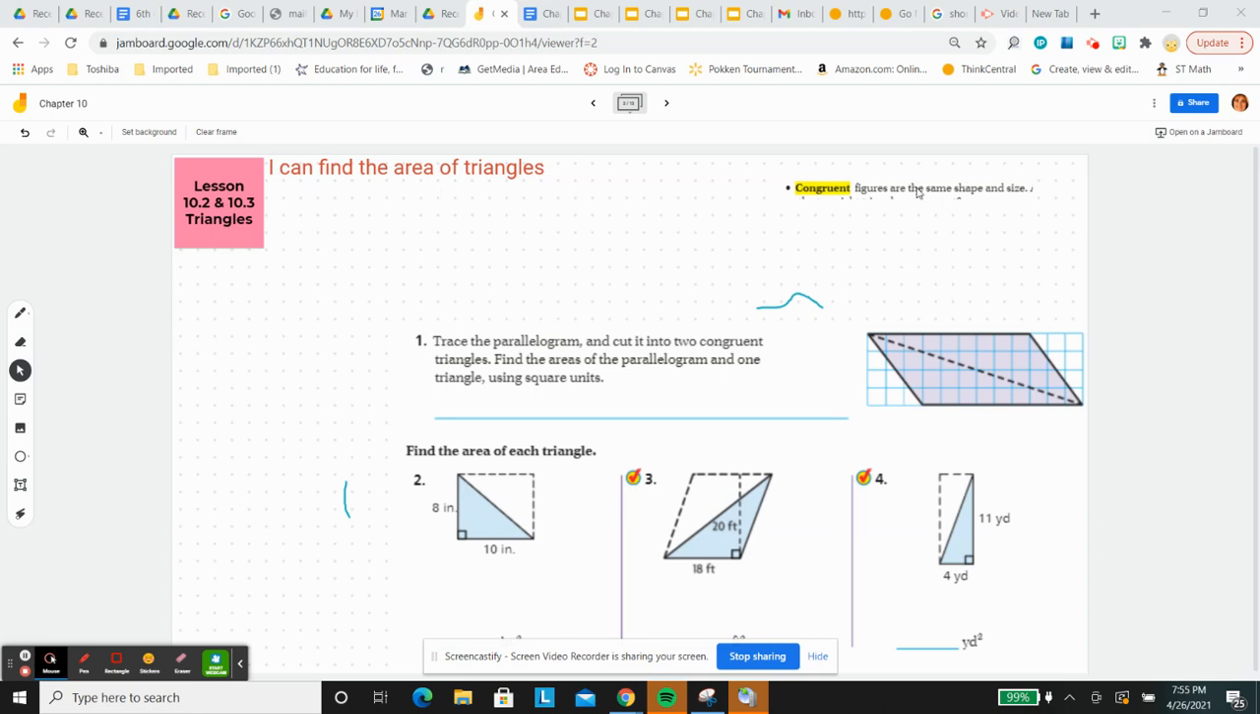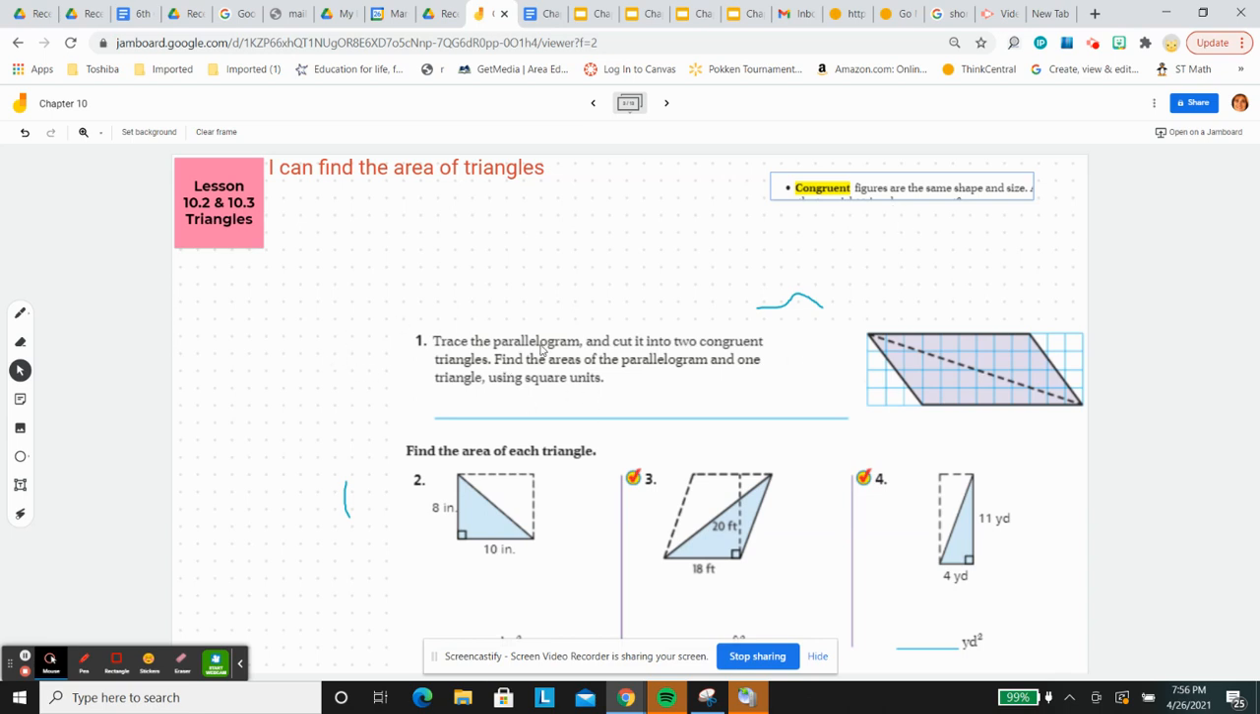All right, there's one vocabulary word over here I want us to take a look at. This is the word congruent. Congruent figures are the same shape and size. So as I'm talking today, I'm going to be using that word congruent, because as I teach you what a triangle is and why we do what we do to find its area, I'm going to be using the word congruent, which means the same.